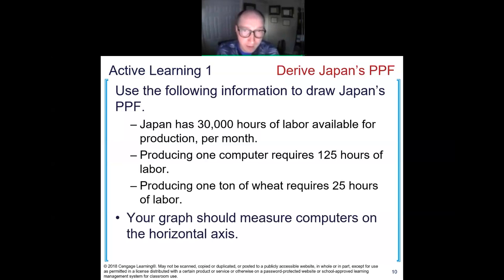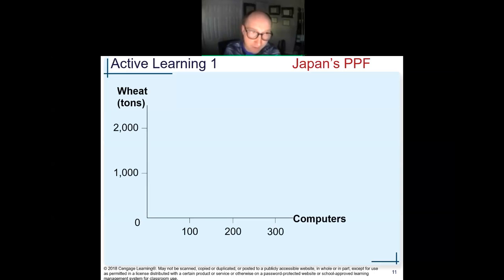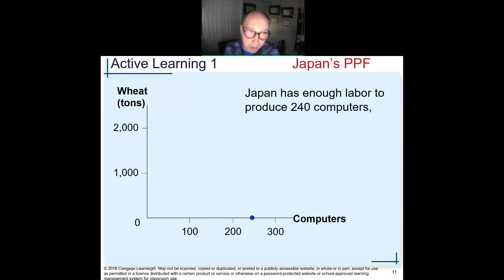In Japan, they have 30,000 labor hours available for production per month. They require 125 hours per computer and 25 hours per ton of wheat. So, of course, their graph is going to look a little bit different than ours, but this is Japan.